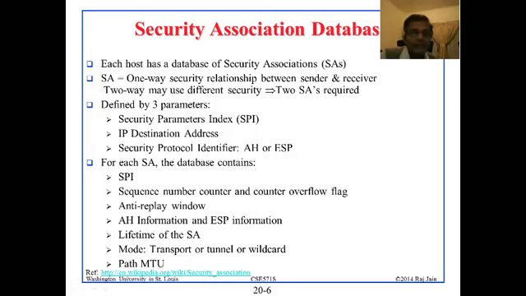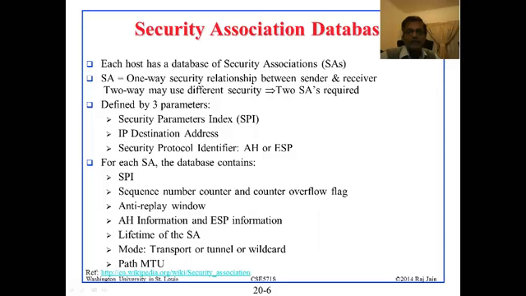Security association database. Each host has a database of security associations. A security association is a one-way relationship between the sender and the receiver. If you need two-way, then you need two security associations. The reason you may use different security is that you may want to use different encryption techniques, different keys, and different size keys and so on. So you have two ways, each with its own association.